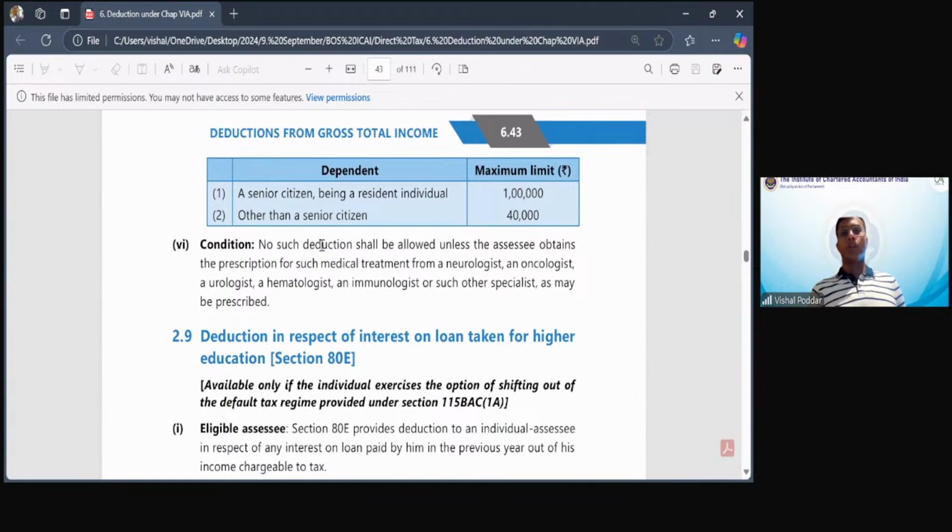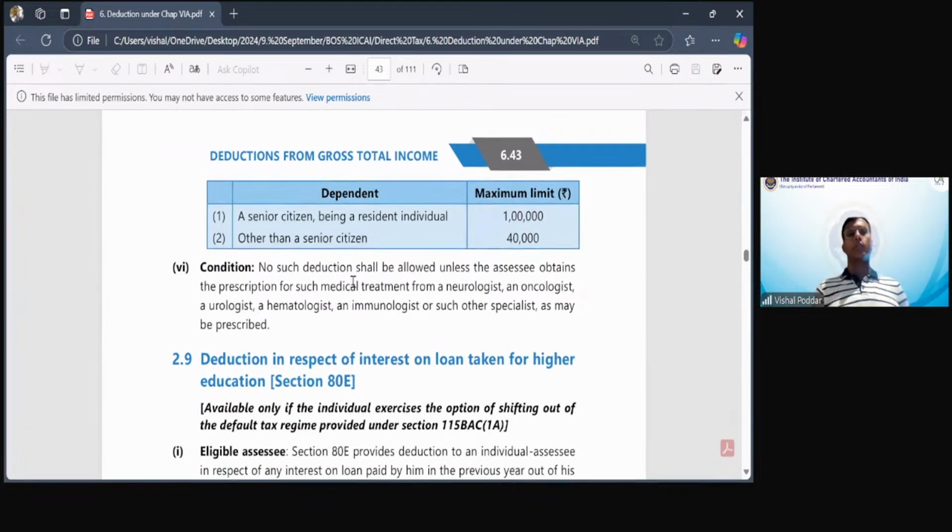Again, what is the condition? No such deduction shall be allowed unless the assessee obtains a prescription for such medical treatment from the neurologist, oncologist, urologist, hematologist, immunologist, or such other specialist as may be prescribed. So depending upon the type of disease, you have to take a certificate from the expert of that particular disease. And on the basis of this certificate, this deduction is allowed.